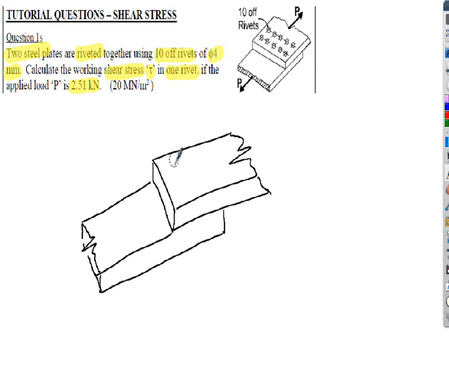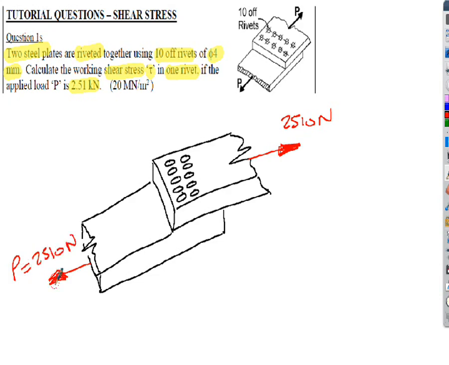Kind of thing, right? And I've got 10 rivets, it says. So 10 of these things. So 1, 2, 3, 4, 5 in that row, 1, 2, 3, 4, 5 in that row. Okay. The force applied to the plate is, I'm going to put it in newtons, 2,510 newtons. That's the 2.51 kilonewtons, and then this plate will have the same force applied here. P is 2,510 newtons. Okay.